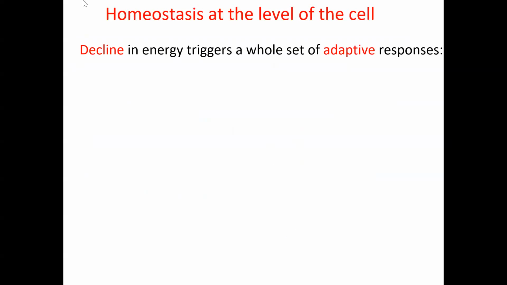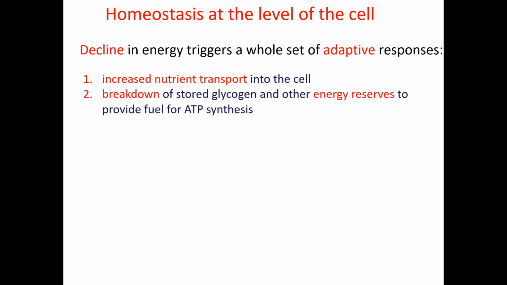And how will the cell adapt? How will the cell maintain its internal constant environment? If we have a decline in the level of energy, what will the cell do? It will adapt. And how? Either by increasing transport of the nutrients, so it will increase the uptake of nutrients, or it will start breaking down any stored macromolecules. So if we have, let's say, stored glycogen, the cell will start breaking down that glycogen to generate energy, or it will activate any energy generating pathway. These are examples of adaptive response.